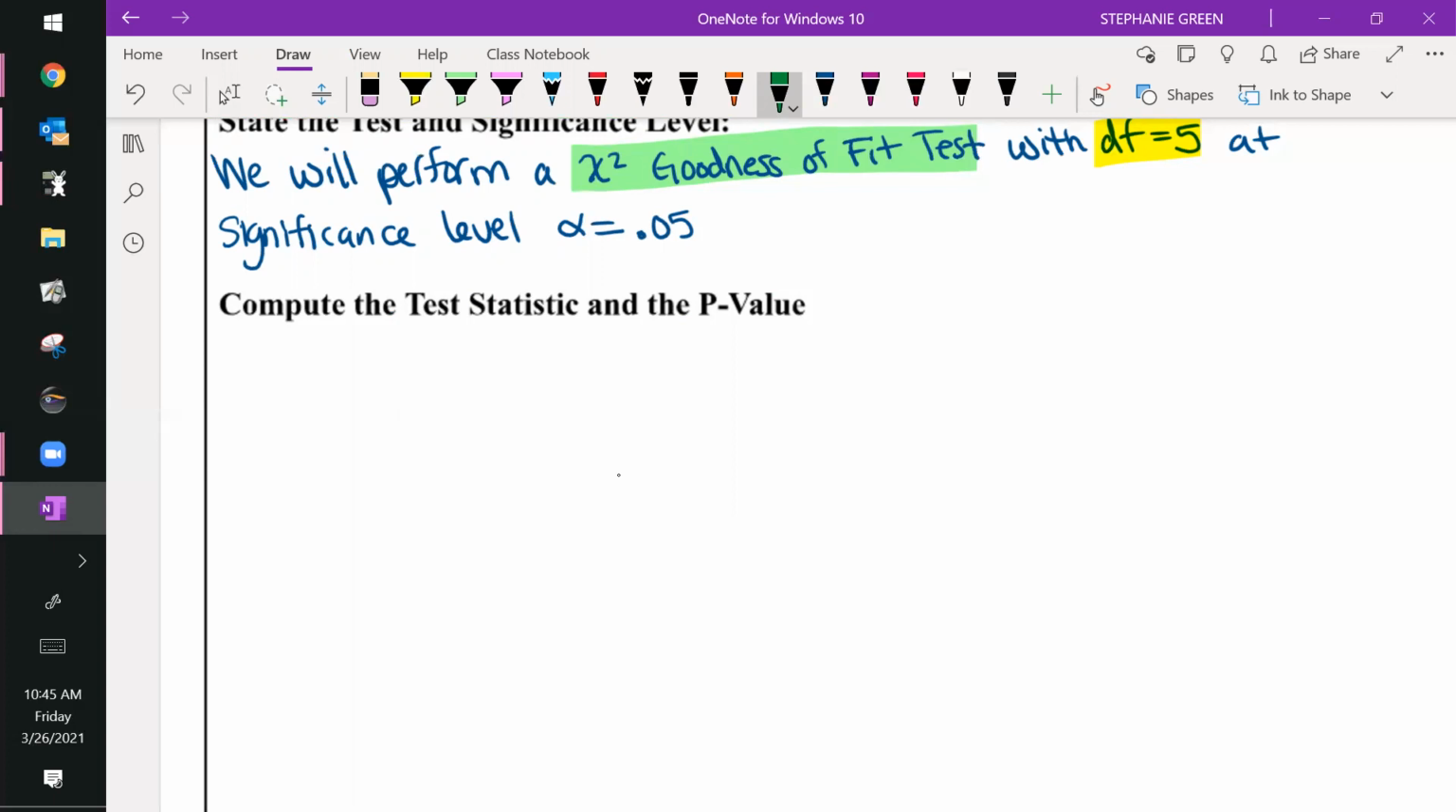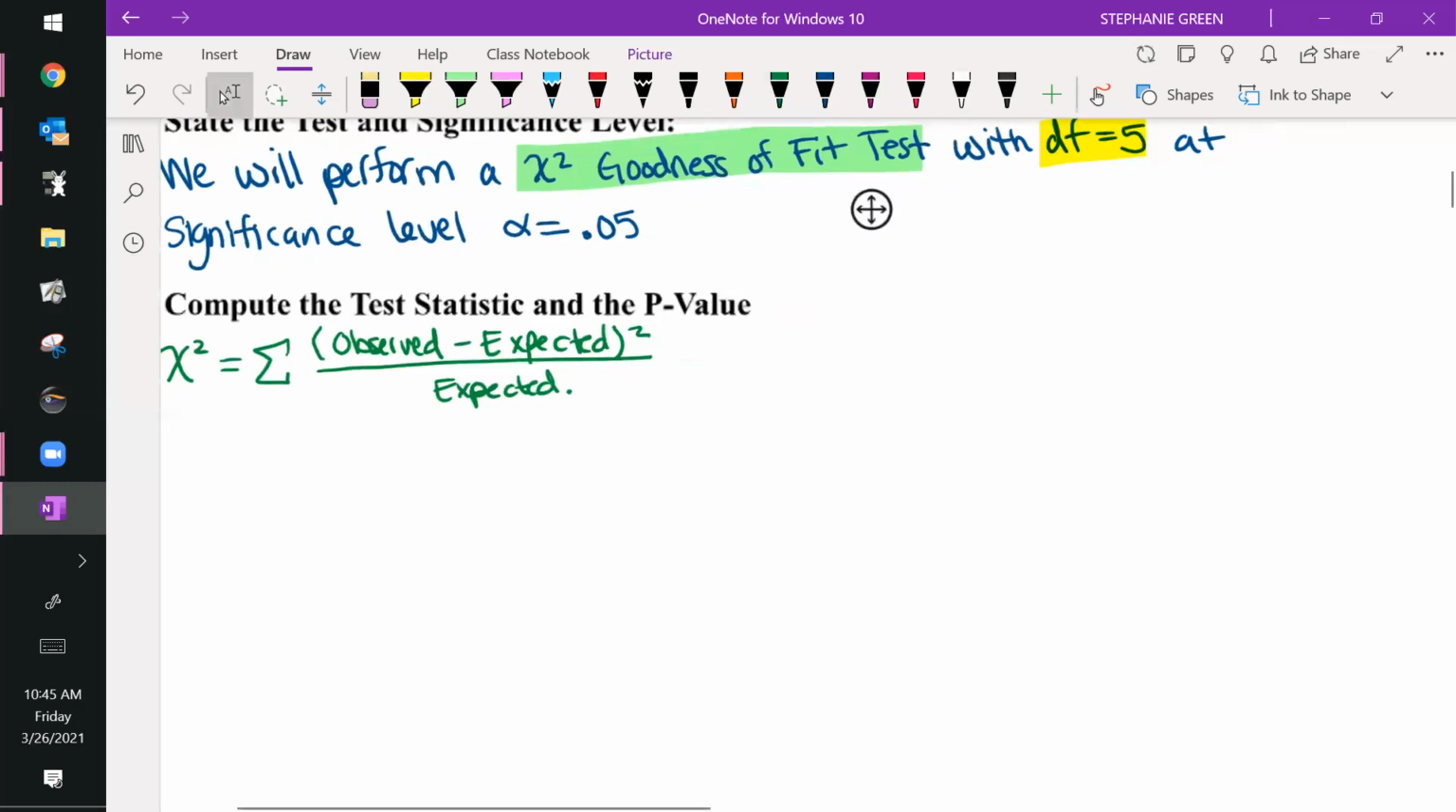So to compute this test statistic, we're going to use the formula that was given to us before, and that is sigma, the sum of observed minus expected, squared, divided by expected. Okay, so let's do this by hand first. I'll go through it pretty quick because I already have these numbers written down, but you'll be able to see the process.